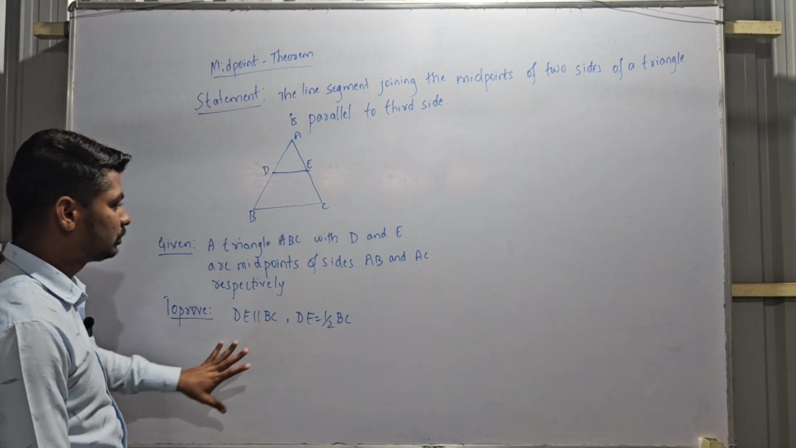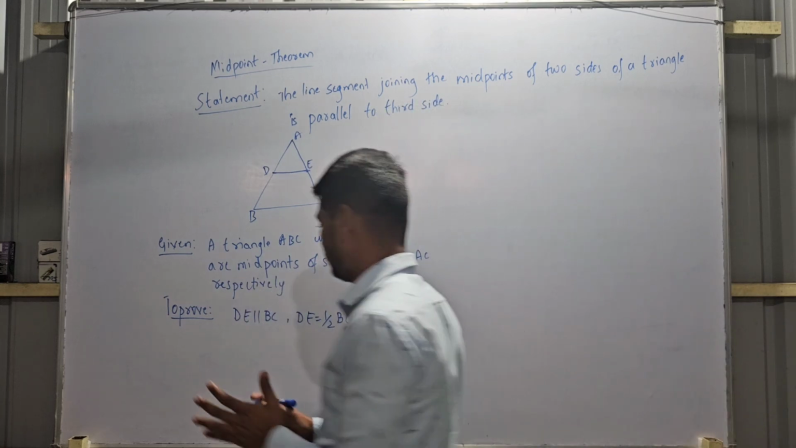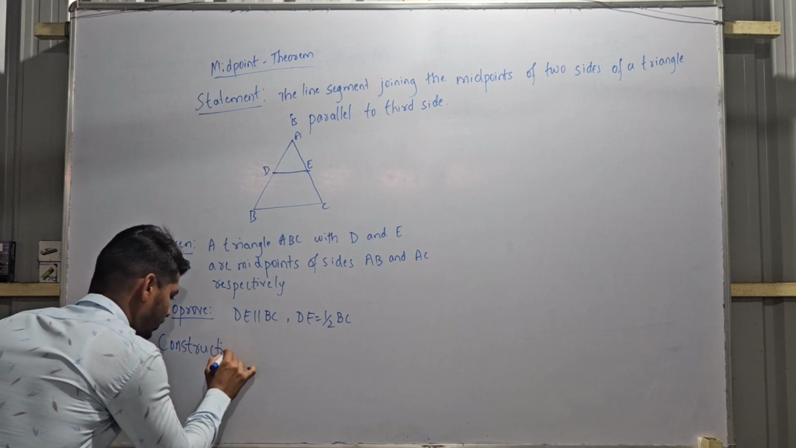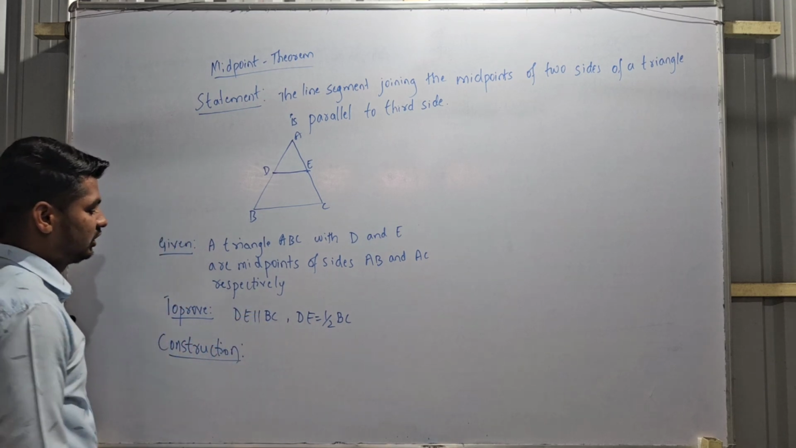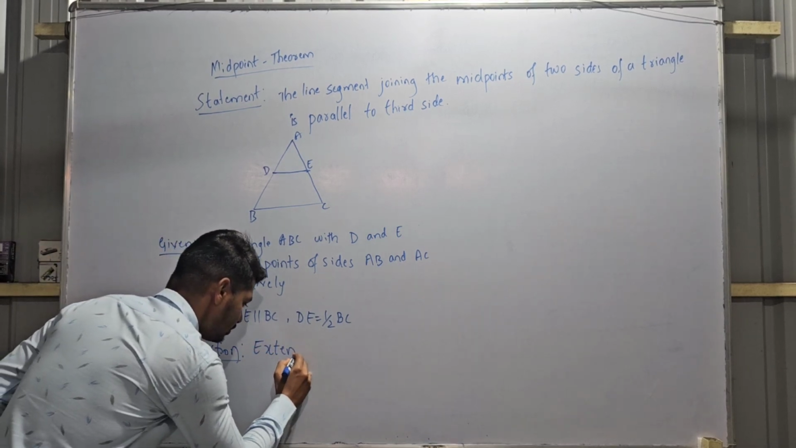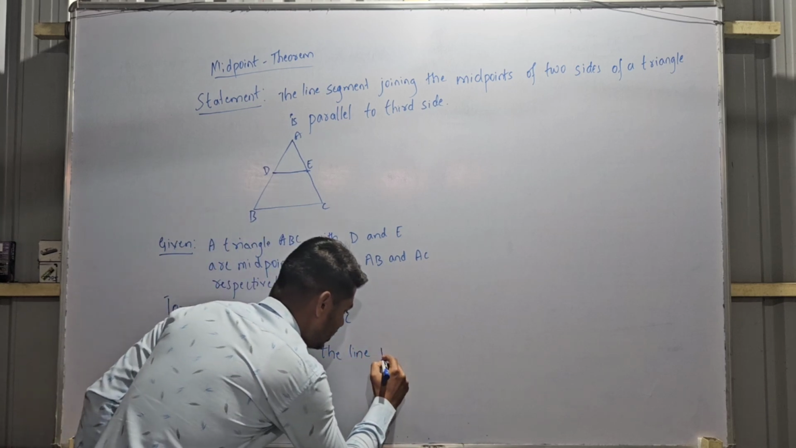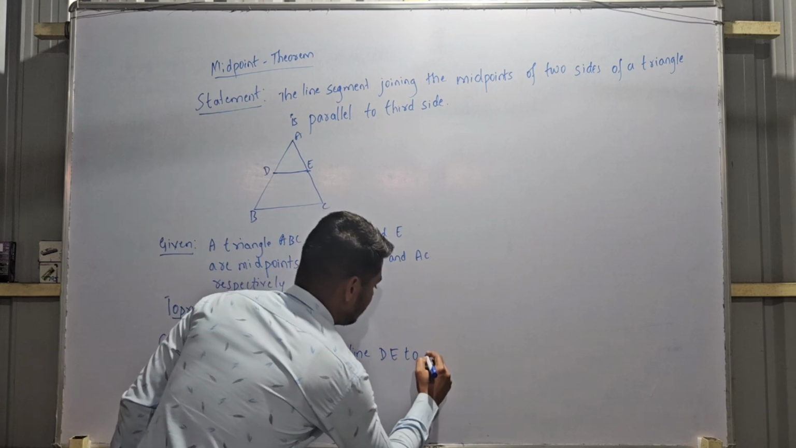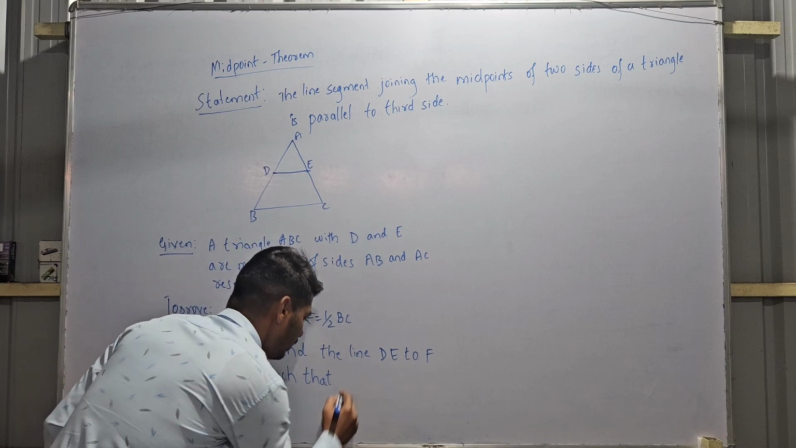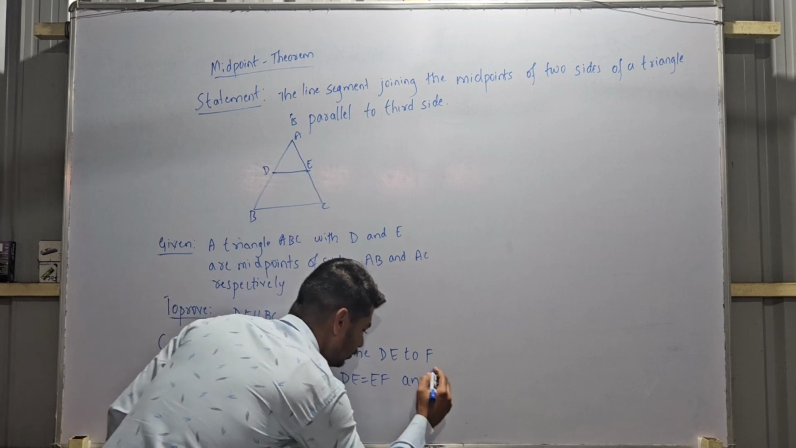This we need to prove. So to prove this we need a certain construction. Let us construct that. That is a small construction we will have. What does that construction mean? Let us extend or produce the line DE to F such that DE is equal to EF, and join FC.